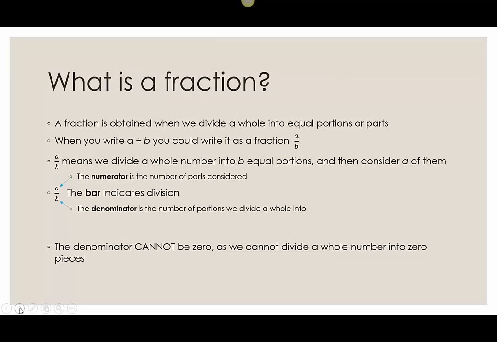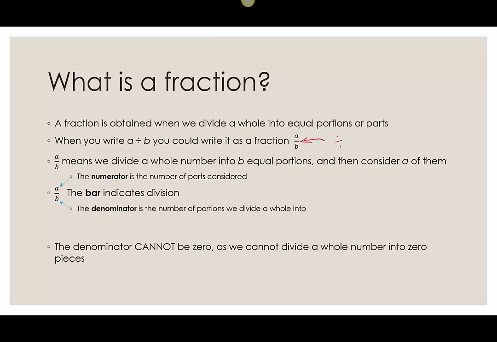So for example, if you have a whole pizza and you divide it into 12 pieces, every piece would be 1/12 of that pizza. So you need to think about fractions as a whole thing with equal parts, okay? When you write A divided by B, you could write it as a fraction. Remember that this line right here means divide, okay? So A over B means we divide that whole number into B equal portions and then consider A of them.